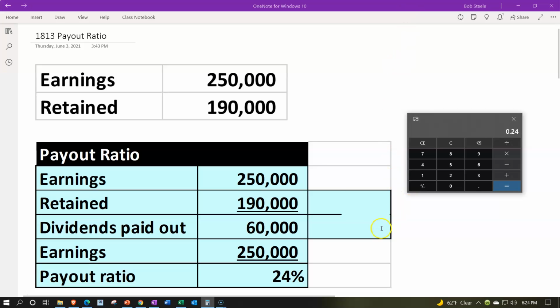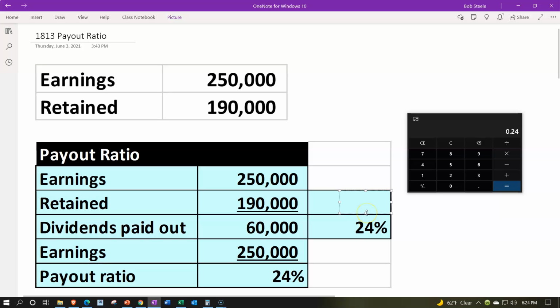If we move the decimal 2 places over, it could also be useful to calculate it on the side here if you're doing this in Excel. So if I had the 250,000 earnings or net income minus the amount that was retained, in other words, not paid out, that gives us the dividend. Here's our 60,000. The 60,000 again divided by the 250,000 would give us the 24%.